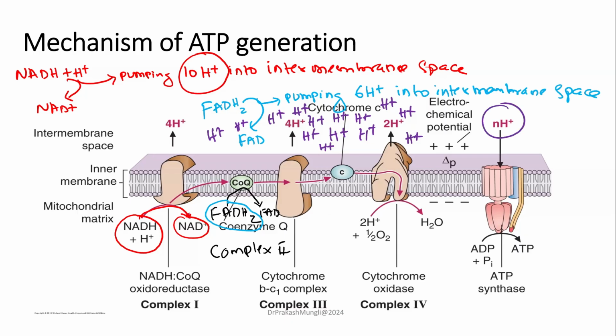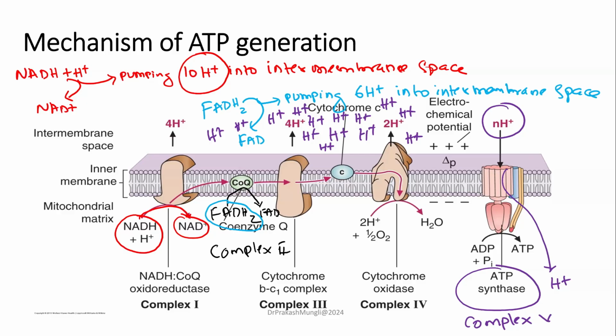Now, n number of protons, n means it can be any number, start to enter into the matrix. They flow down like this, H plus through ATP synthase. That's your complex, and this ATP synthase is sometimes referred to as complex 5. Write it down in case: ATP synthase is also referred to as complex number 5. The role of ATP synthase is to allow the flow back of protons from the intermembrane space into the matrix.